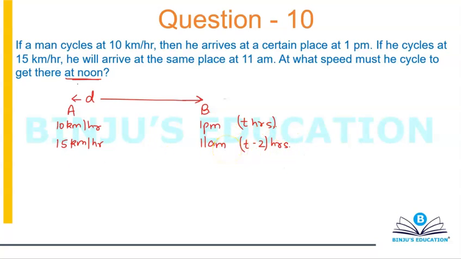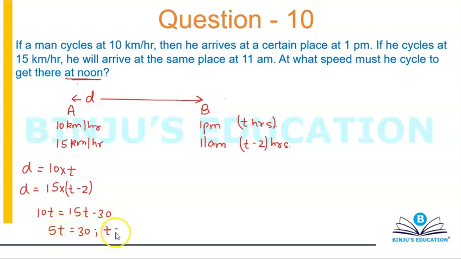Right. Now, distance being constant, I can say that my first equation will be 10 into t, and my second equation will be 15 into t minus 2. Now, both the distances will be equal. So, you can simply write 10t will be equal to 15t minus 30, or 5t is equal to 30, which means t is equal to 6.